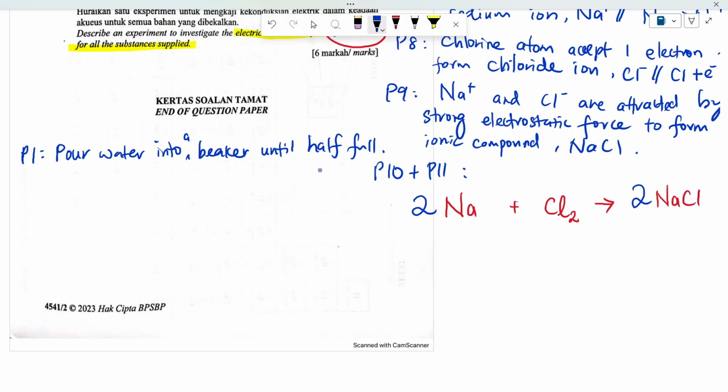Normally we can put just 100 cubic centimeter. It depends on you actually. If you use a 50 cubic centimeter beaker, definitely you cannot put 100, right? So normally for this case we will use maybe a 200 cubic centimeter beaker, so we can put 100 cubic centimeter of water. So it depends on the size of the beaker you use. Then after that, point number 2.